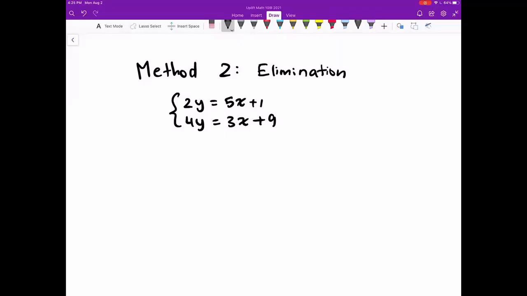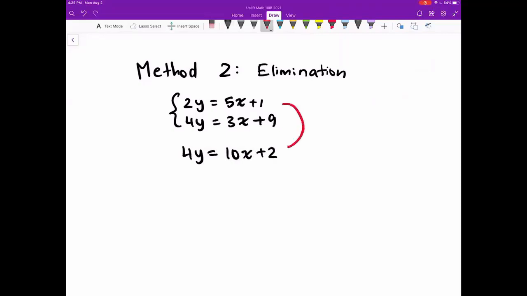So what we can do is use elimination. It's kind of like if you were just doing addition and subtraction, but in this case, you're adding and subtracting equations. So what we do here is multiply the first equation by the number 2. We multiply every term in the equation by 2. So we get 4y is equal to 10x plus 2.